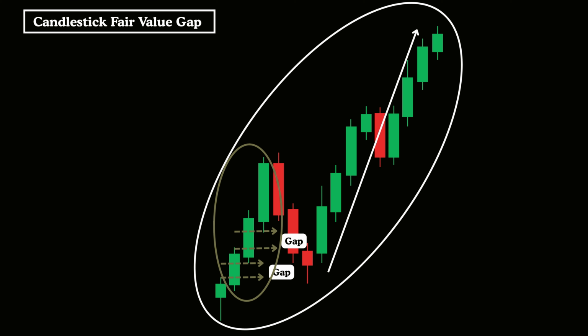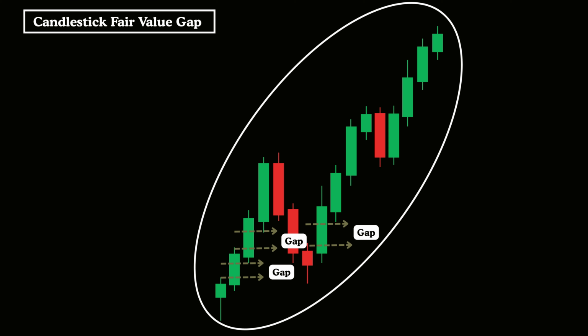To reinforce our understanding of how these gaps behave, let's walk through the process of identifying them directly on the chart. Consider a group of bullish candles for this analysis. We'll start at the base of this candle sequence. Here, we spot a three-candle formation made up of green candles. By extending lines from the top wick of the first candle to the bottom wick of the third, we observe an open space between them. That zone represents our first fair value gap.